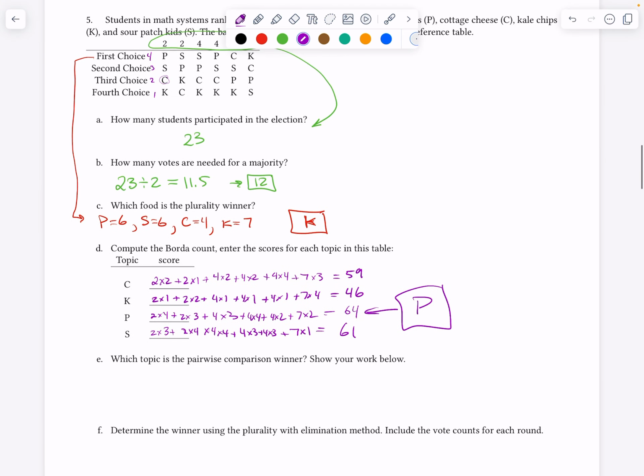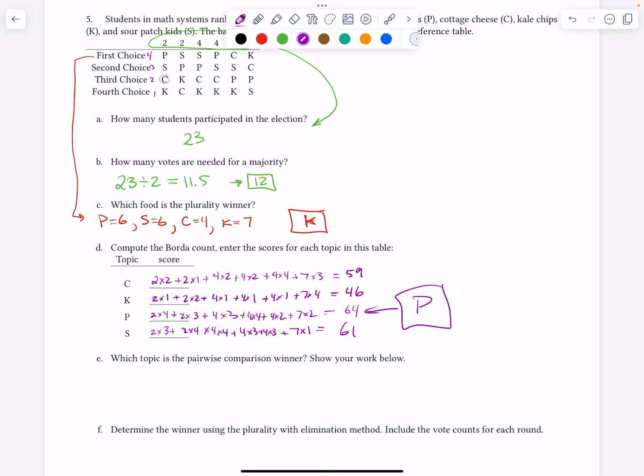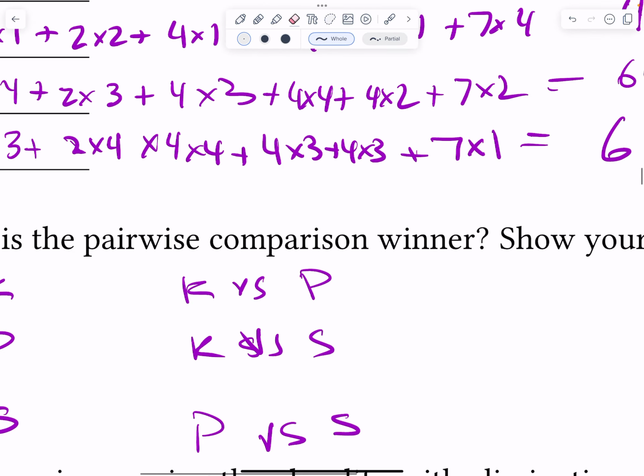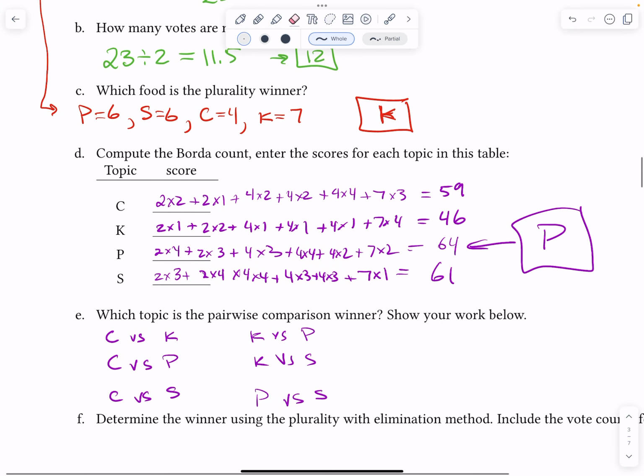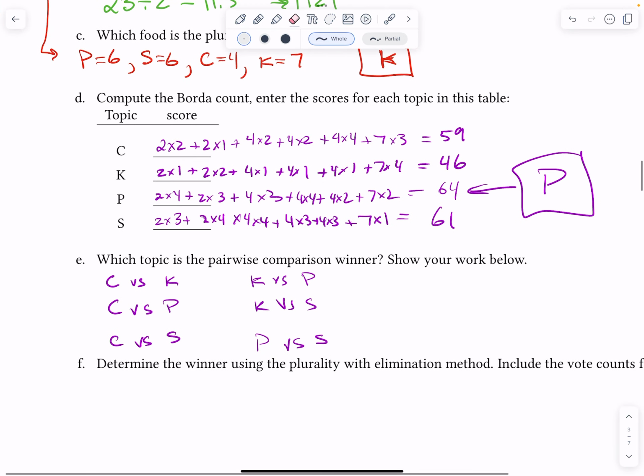Okay, on to pairwise comparison. So here we're going to do all 6 of these. We're going to do C versus K, C versus P, C versus S, and then K versus P, K versus S, and P versus S. So those are all of the different ways that you could have individual pairwise comparisons. There will be 6 of them, and make sure you get them all.